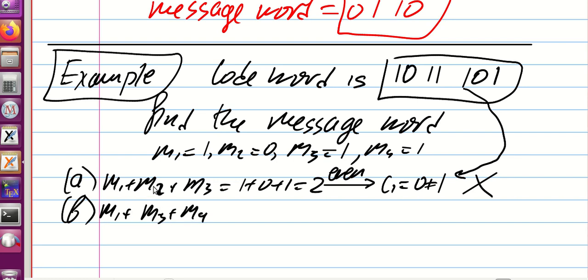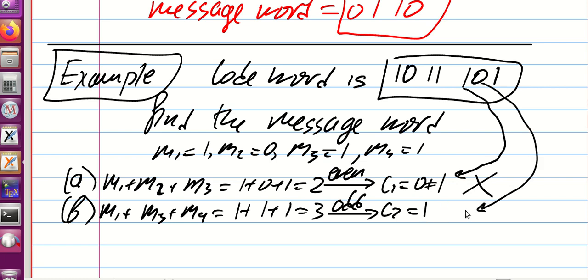We move to circle B, M1 plus M3 plus M4. The second circle doesn't have M2. So in our case, it's 1 plus 1 plus 1, which is 3, which is an odd number. So C2 has to be 1. But we can clearly see that it's equal to 0. So something went wrong in this circle too.